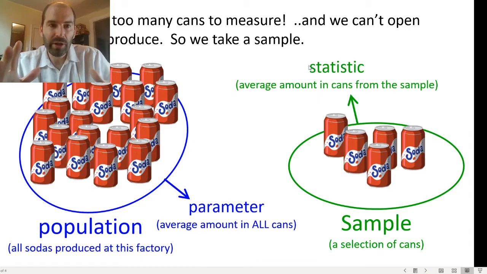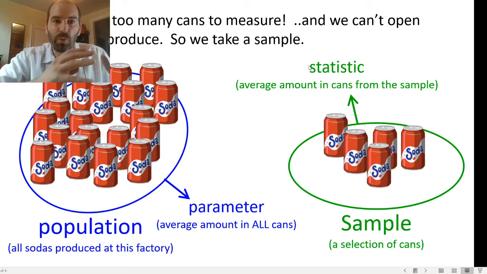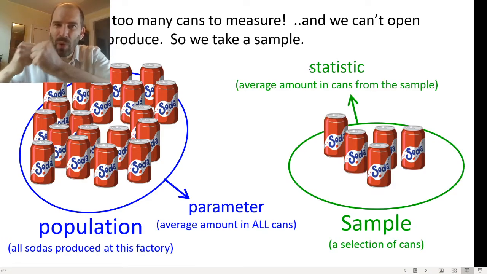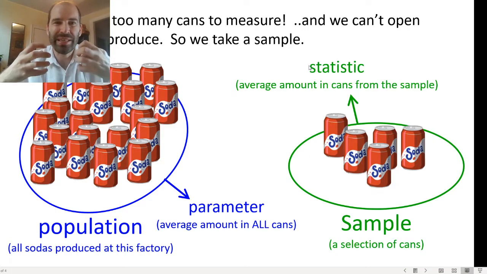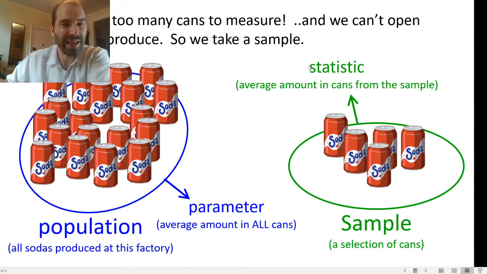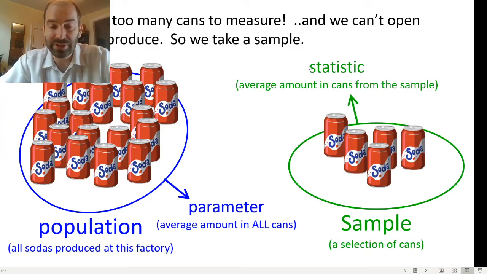The parameter is a summary of the data from the population, but we can't actually get the parameter. It's a hypothetical idea. That's the thing we want to know about, but it's something we can't actually get. So instead, we take a sample and we do the same thing to the sample. And that thing called the statistic, the summary of that data, is something we can actually compute because it is realistic to get a sample.